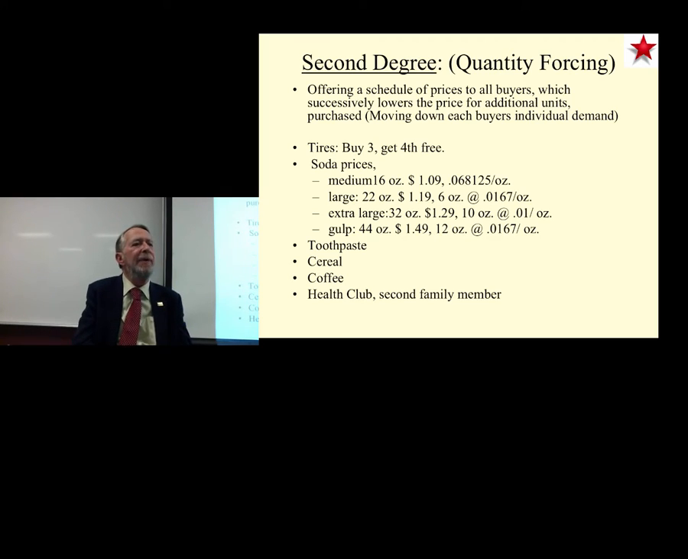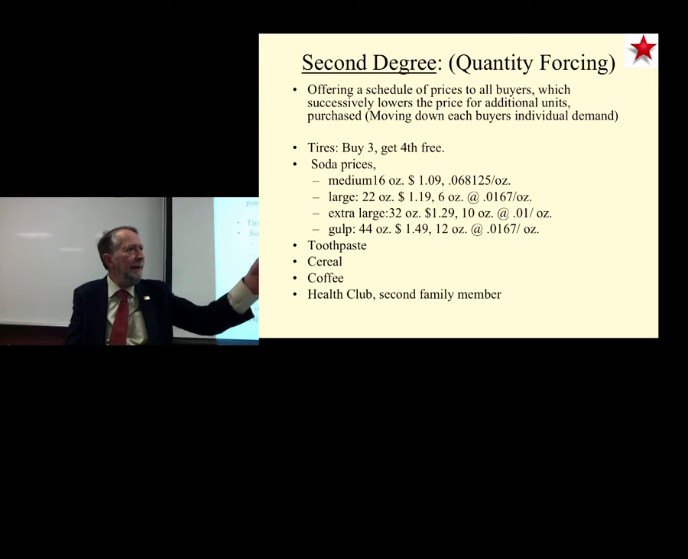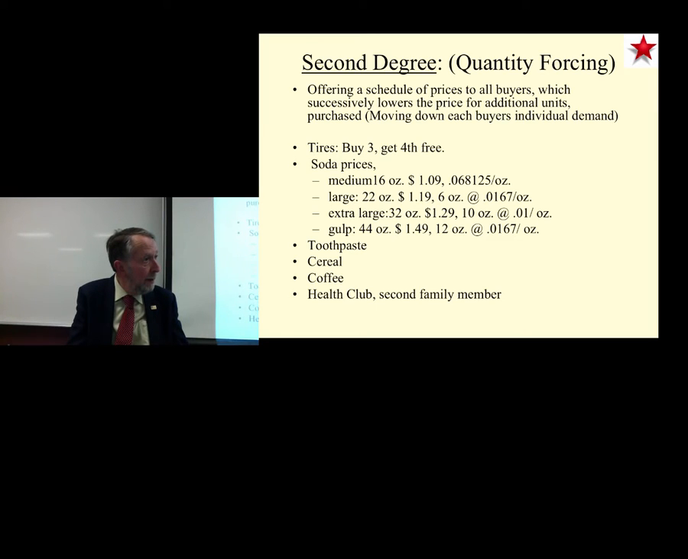The other one is restaurants that have that card that they punch. After you buy 10, you get the next submarine free. It's an example of price discrimination, and it's actually type 3, third degree, but I'll get to it. Yeah? Cell phone plans? If you buy one? Yeah, that's good. Adding family members is a lower price. Good.